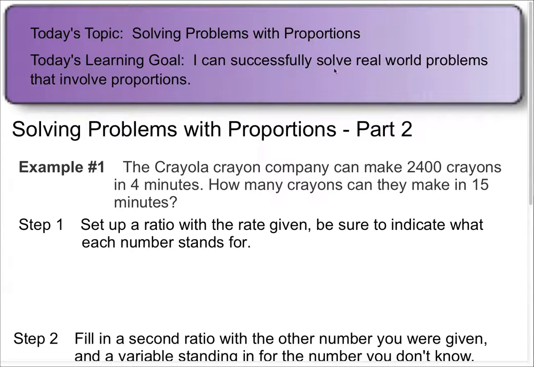Our learning goal: I can successfully solve real-world problems that involve proportions, which is basically just what I said. So we're going to start with some examples and how to set them up.